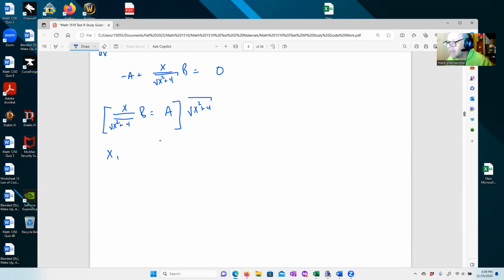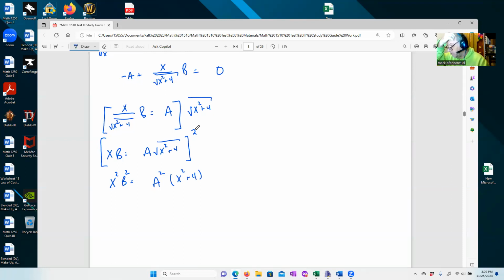So we're going to have x times b is equal to a times the square root of x squared plus 4. Well, we have to get rid of the square root. So what we're going to do is square both sides. We don't have any pluses outside of the square root, so that's good. So what we're going to have here is x squared b squared is equal to, don't forget to square your a, and then times x squared plus 4. That gets rid of the square root.